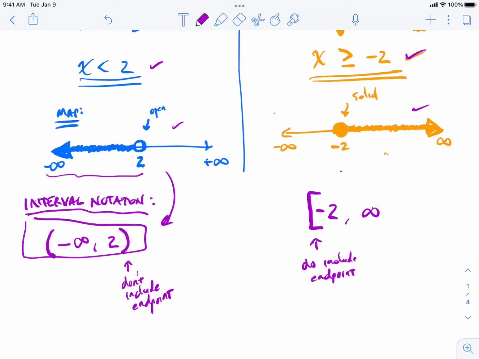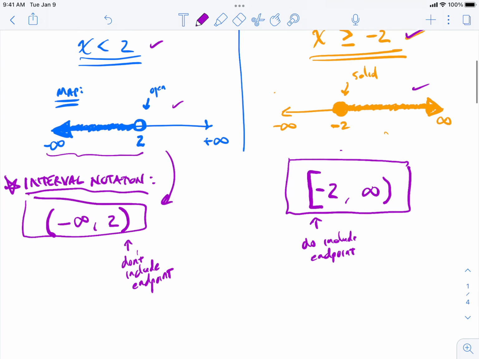Again, infinity, you cannot include infinity. It's not a number. You never get there. Infinity has to have a round parenthesis. But there, lo and behold, this is called interval notation. And in the short term, this is important to you because for your homework assignment, you have to give all your answers in interval notation. So we'll be playing with this some more in the course of this lecture.